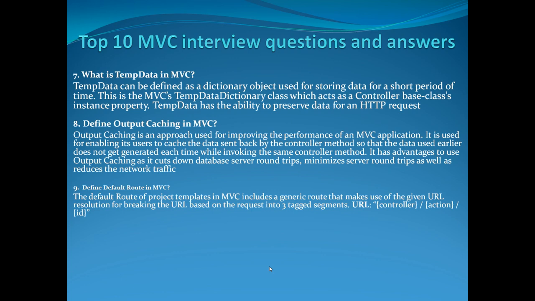Next question. What is TempData in MVC? TempData can be defined as a dictionary object used for storing data for a short period of time. The MVC TempData dictionary class acts as a controller-based instance property. TempData has the ability to preserve data across HTTP requests. Basically, when we need to store data and send it from one controller to another controller, at that time we use TempData.